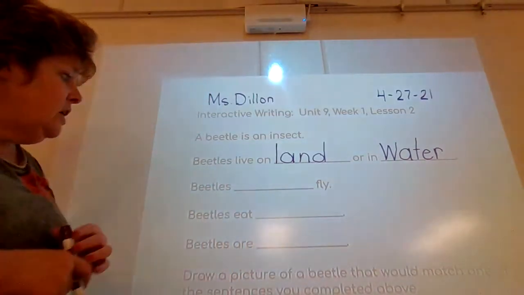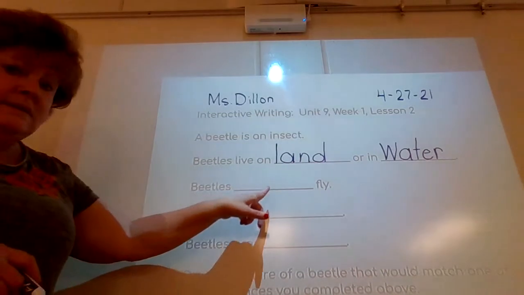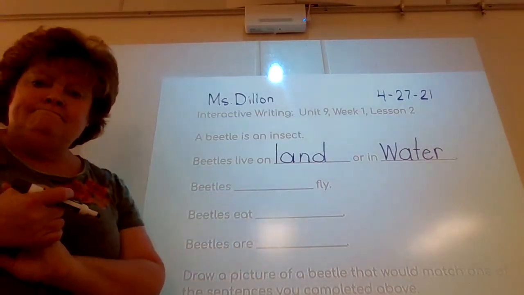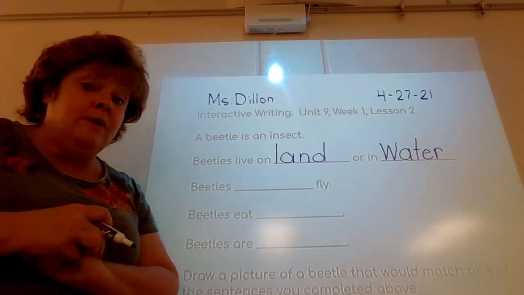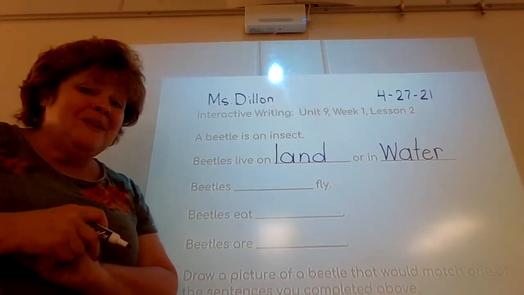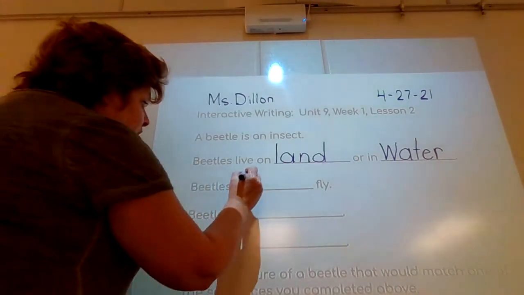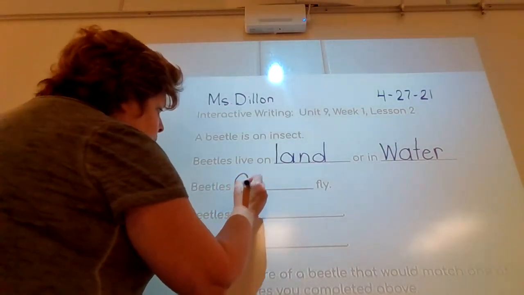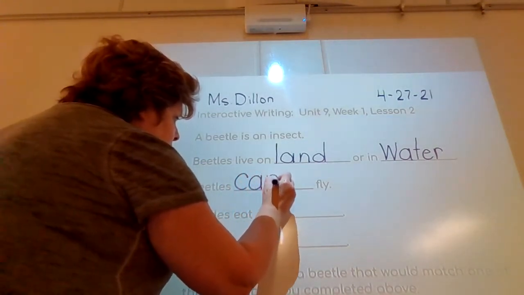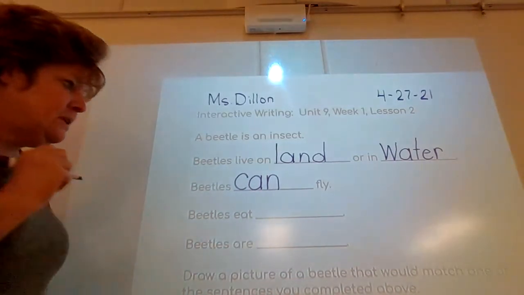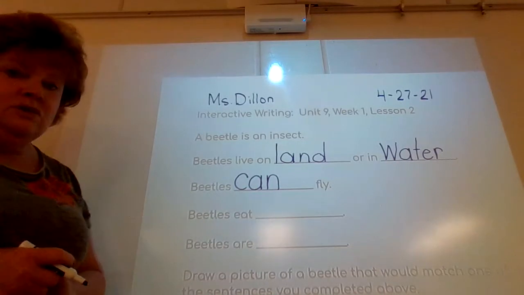All right, let's look at our next one. Beetles something fly. What word would make sense in there? It's a word that you already know. Beetles can fly. You are correct. Let's put the word can on the line. Make sure you're doing your very best printing, even though you're not in your writer's notebook, so that your teachers can read them.